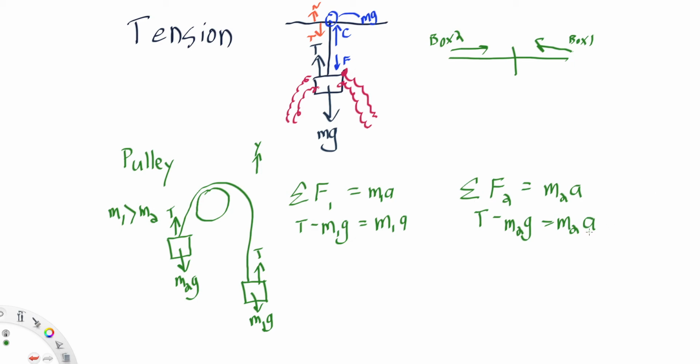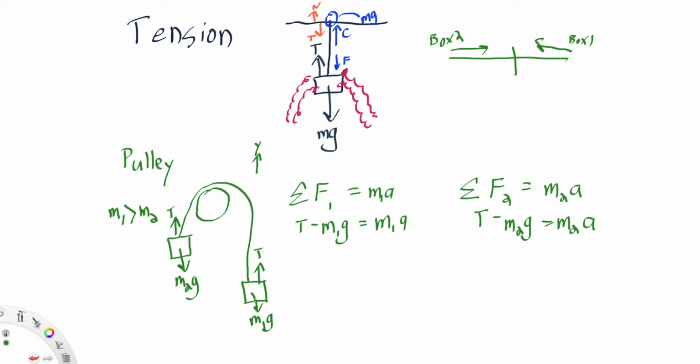And then the accelerations I have not subscripted either. That's because they're connected by a rope. There's a fixed length of rope between these two boxes. So at whatever rate box 1 is falling, that's the same rate that box 2 has to be ascending.